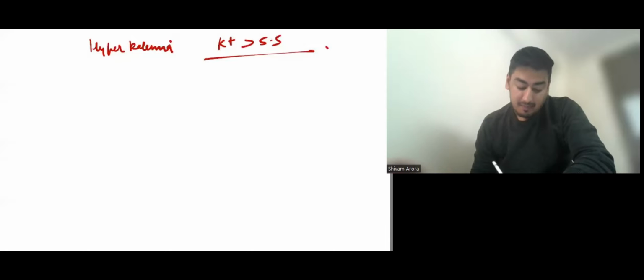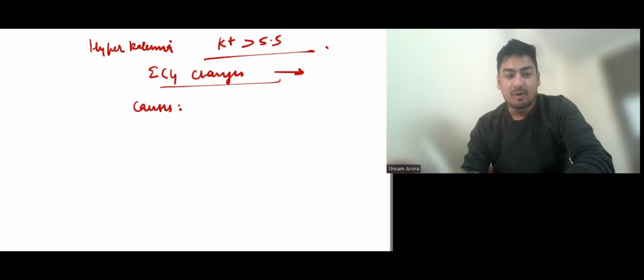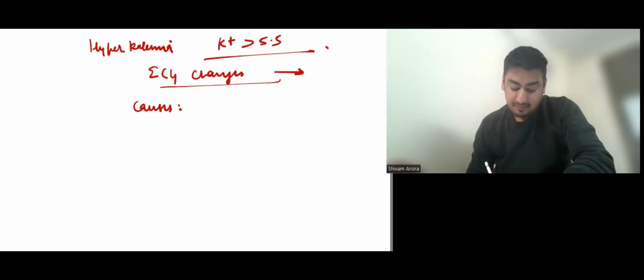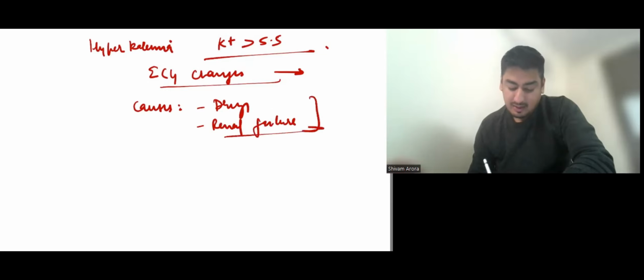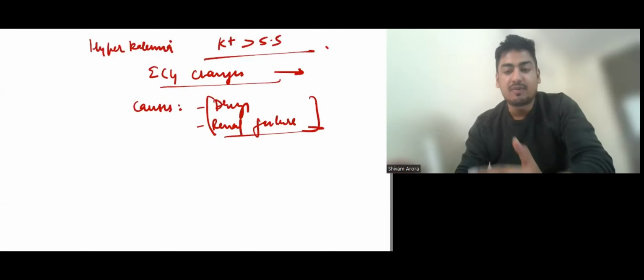Now, what are the ECG changes in hyperkalemia? We have already discussed, so we'll not discuss it here. Now, causes of hyperkalemia are multiple, but the most important cause in our practice is drugs, other than renal failure. These two are the most important causes, and we have to rule them out whenever a patient with hyperkalemia comes to us. So you have to tell me in the comment section what three drugs cause hyperkalemia. Multiple drugs cause it, but you have to tell me three common drugs.